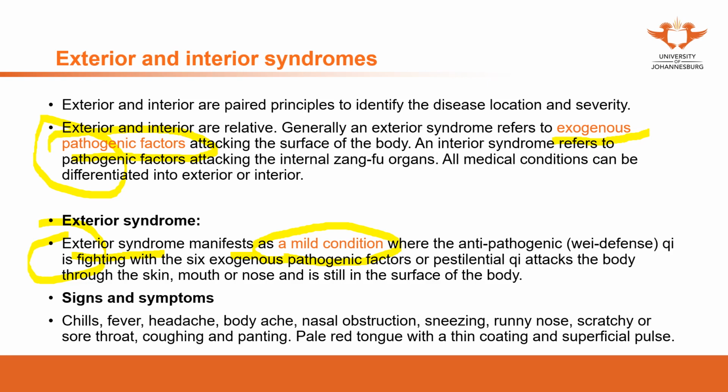What are the exogenous pathogenic factors? That's the wind, the cold, the heat, summer heat, the dryness, and the fire. So these exogenous factors, and also a mild condition. A mild condition can sometimes also indicate the course of the disease. It won't be long. Okay? So these are the characteristics of exterior syndrome.